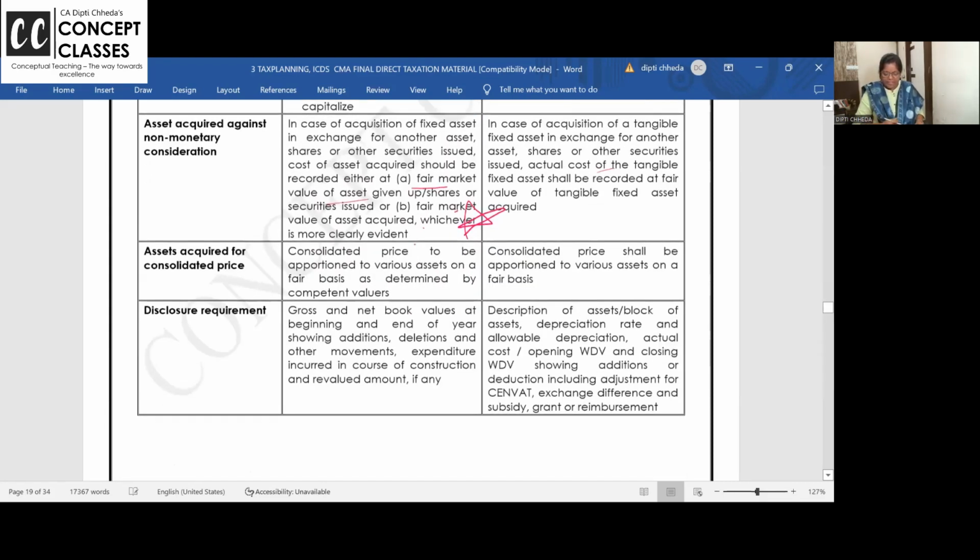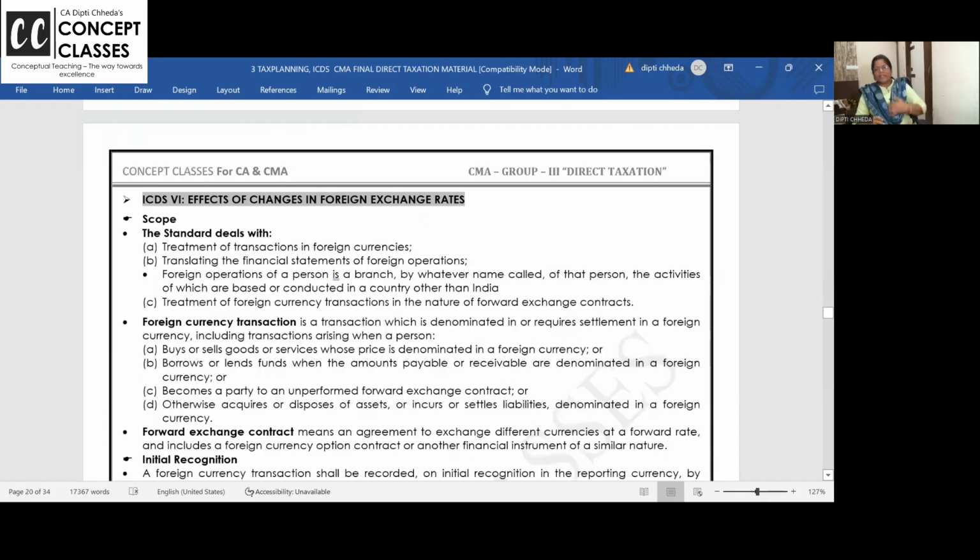Disclosure requirement is there. AS6 I have explained to you yesterday in 3 parts. Now AS11 and ICDS 6: effects of foreign exchange for foreign transactions or foreign operations, my foreign branches, or for the derivative market, forward, futures, exchange and all. I have given you one flow chart also in the notebook. Do you want me to revise that?